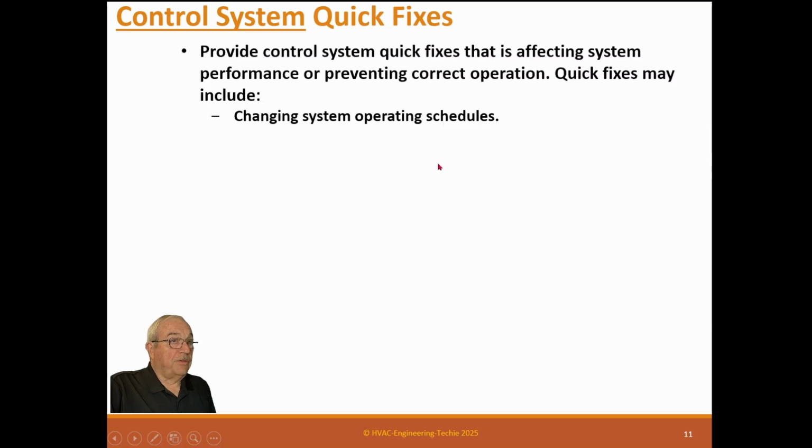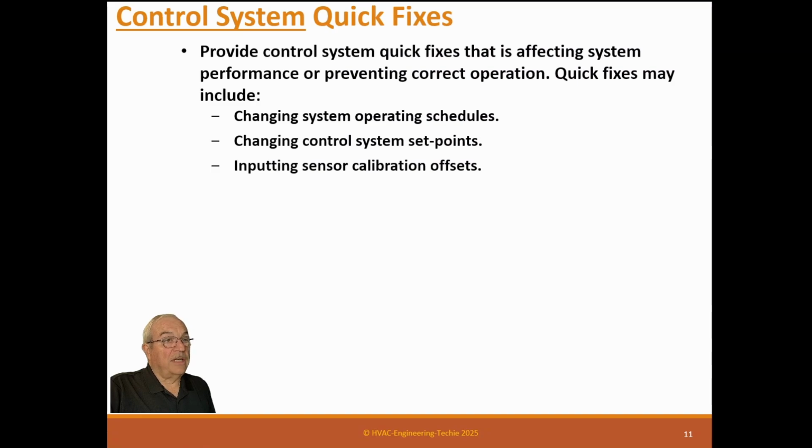Control system quick fix, changing system operation schedules. These are things that operators will change to try to fix an immediate problem. If they blow out a schedule and have a unit running all night to try to get somebody happy in the morning, you need to change that back because you need to find out what the original cause was, why they did that. Changing control system set points. If you have a set point way out of whack, we have to change that.